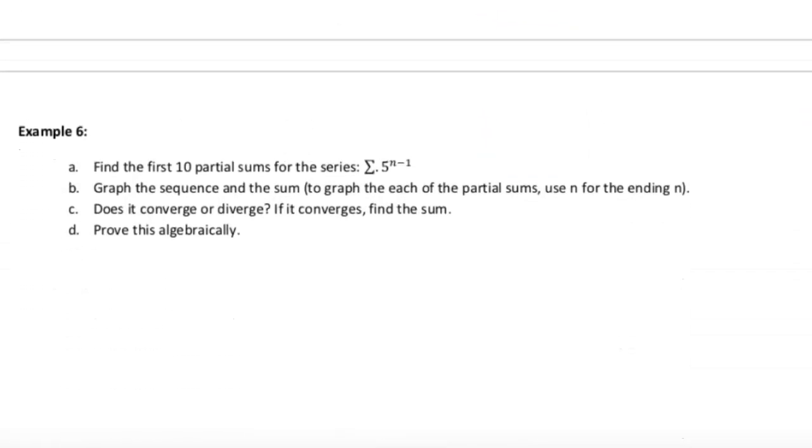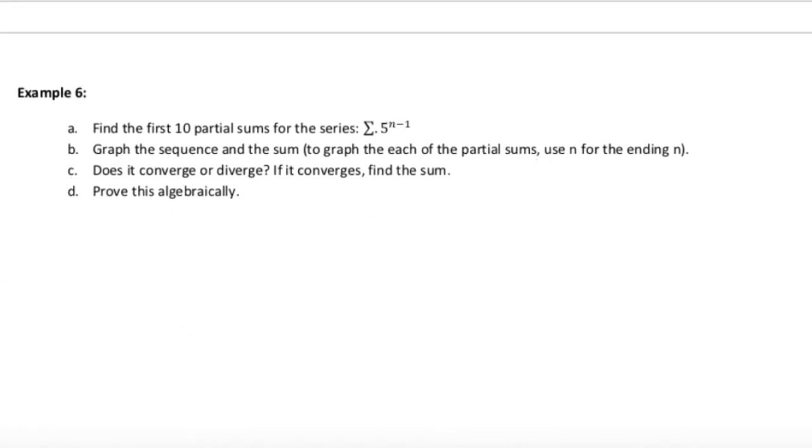And so in example 6, we want to find the first 10 partial sums for the series of 0.5 to the power of n minus 1. You can look at this as 0.5 to the power of n minus 1, which is the same as 1/2 to the power of n minus 1, whatever you prefer. In part A, I'm going to find the first 10 partial sums of the series. Let's use a calculator. That would be very tedious. I don't want to do this kind of thing without the calculator.